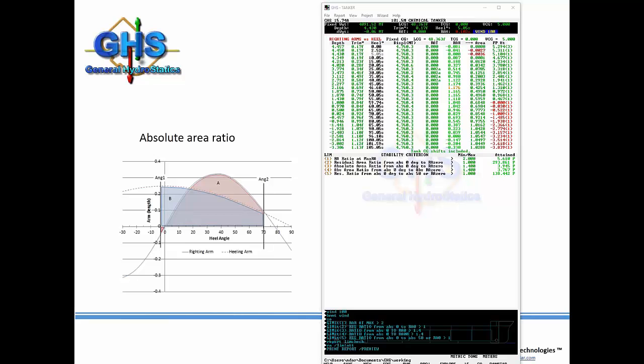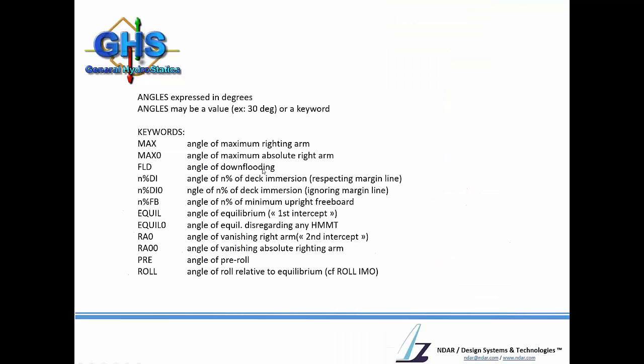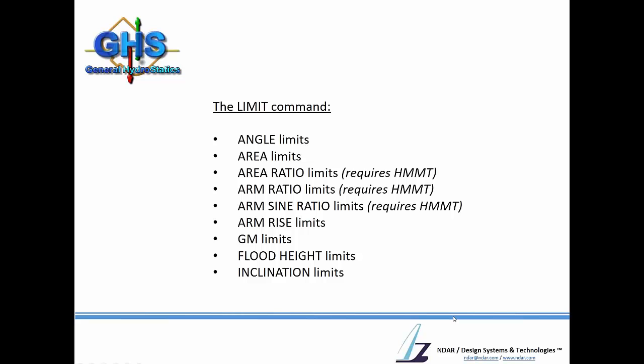Okay. I mentioned, I will just come back in my slideshow. I mentioned other types of limit command, limit types. Arm sine ratio is pretty much the same as the one before, knowing that it will check not against the actual righting arm, but again the sine curve that is, let's say, an approximation of the righting arm curve. But best is to take a look at the help dictionary for further detail on that specific implementation. Unwise limit is basically what I was saying earlier.